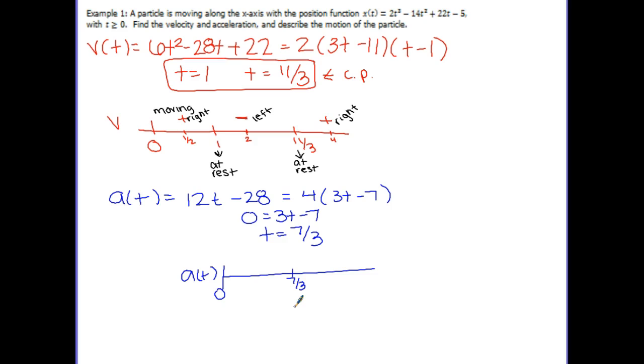Okay, so 7/3, we know we can safely plug in 1. So 3 times 1 is 3. 3 minus 7 is negative. Negative times positive, say negative.